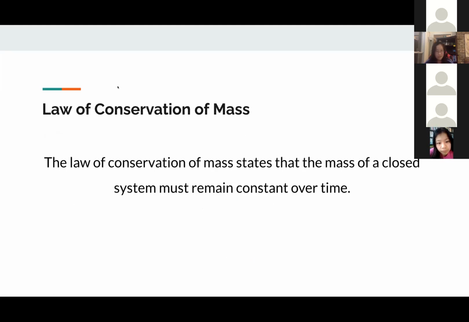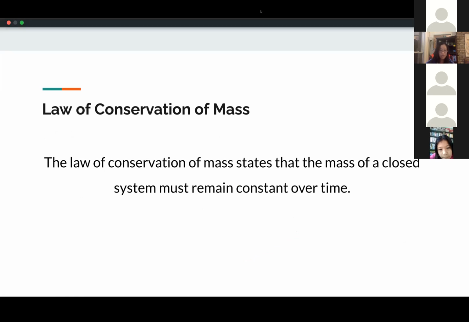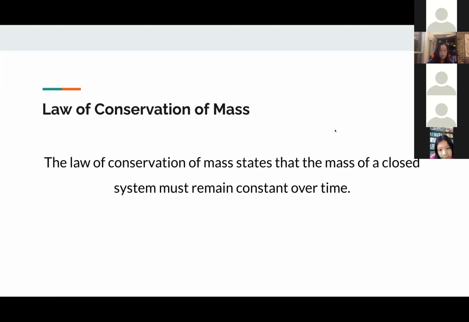Okay, so next is the law of conservation of mass, which if you've taken a science class before, I'm sure you've heard of. It will continue to be useful if you take physics in high school. The law of conservation of mass states that the mass of a closed system must remain constant over time.